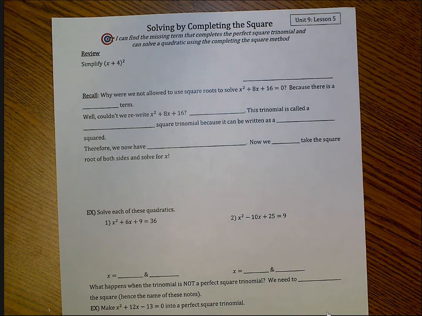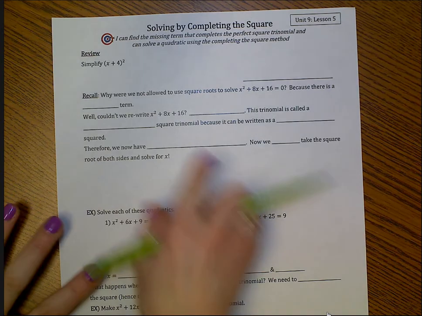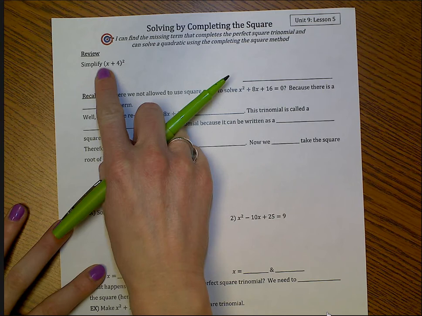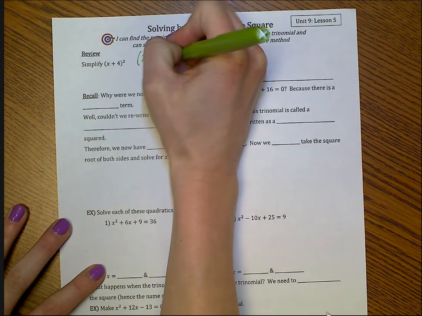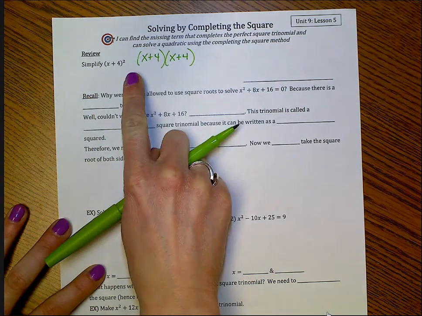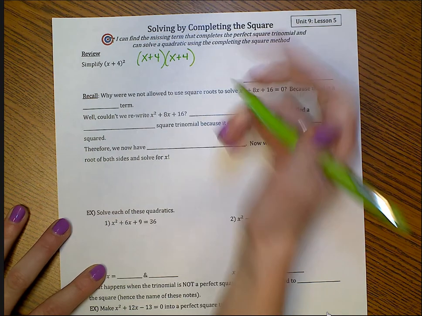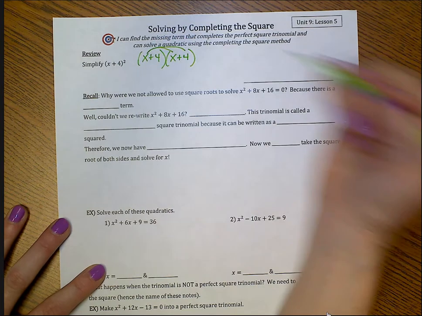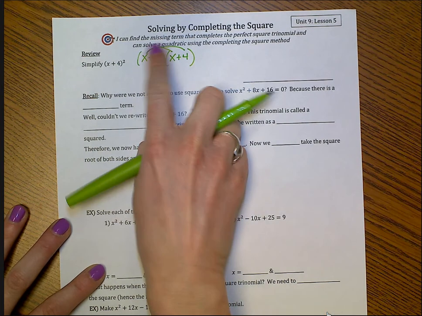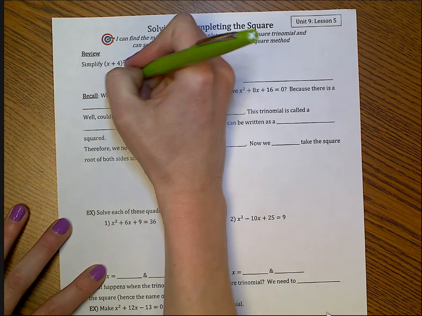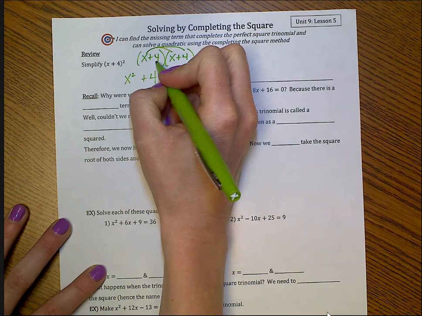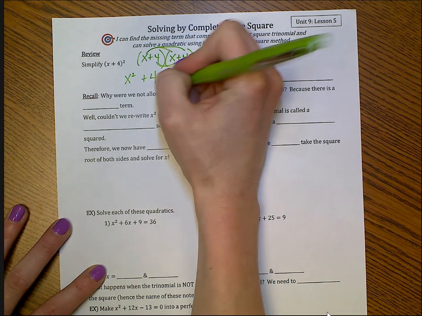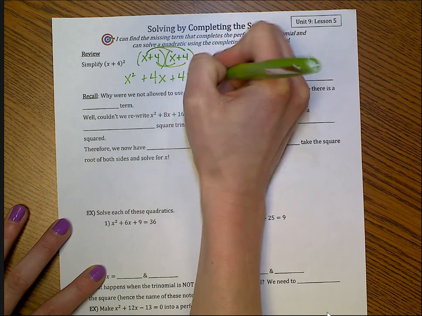Before we get into that method, we need to review an idea that we learned a couple units ago, which was how to multiply something like x plus 4 squared. Remember that when you square something, you multiply it by itself. So I would have to write x plus 4 twice and then FOIL it, which just means distribute. So I'd take the x and distribute it to the second group, and that would give me x squared plus 4x. Then I would take the 4 and distribute that, and I would get 4x plus 16.